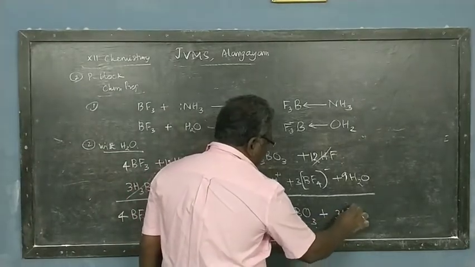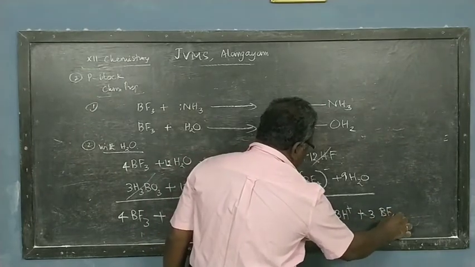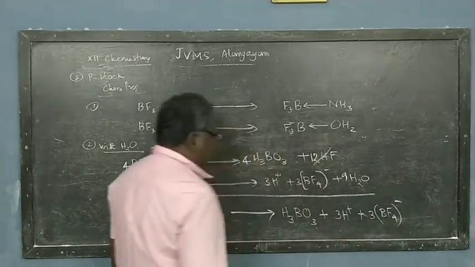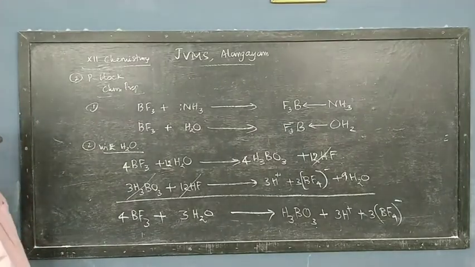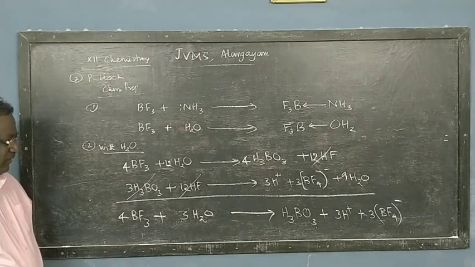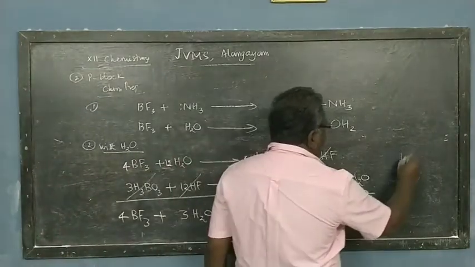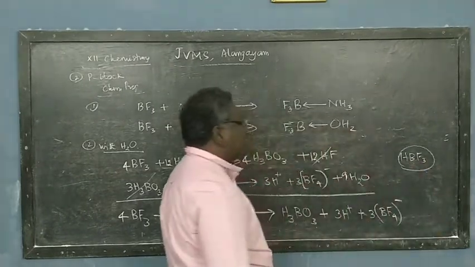Then what is left here? 3H plus, 3 BF4 minus. So hydrofluoroboric acid is formed. So this is the overall reaction that takes place with water, right? So this is a very important reaction. You should write this very carefully to get this. If you connect these two, it is HBF4. It is called hydrofluoroboric acid.